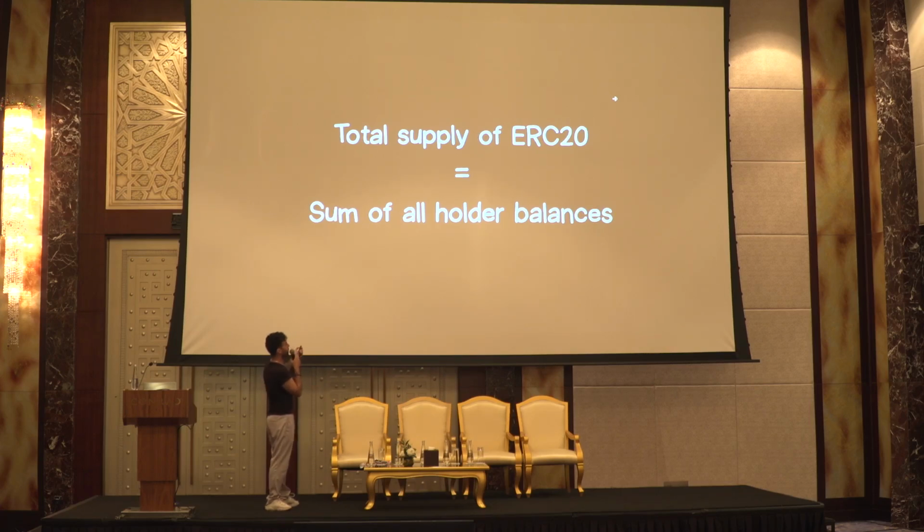Something very simple, for example with ERC20 tokens: the total supply must be the sum of all holder balances. So if we have 1,000 holders and they all have 1 token, then the total supply must be 1,000. This is something very simple, but this is an invariant. Obviously, in that case, this seems obvious and it's quite easy to test, but we can go to more complex things.